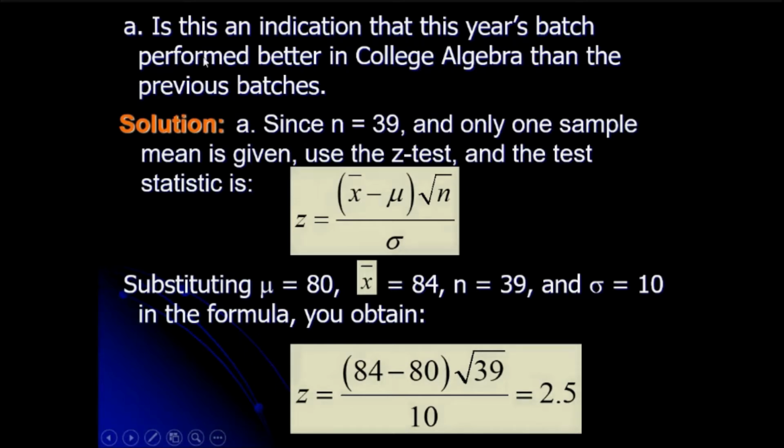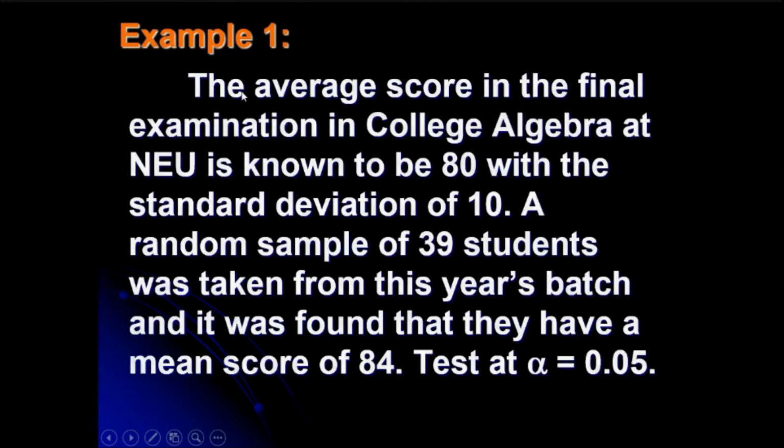So dito makikita natin kaagad, no? Balik tayo dun sa problem. Sa problem natin, we have this. Ang nakalagay dyan, at NEU, the average score is 80. Okay? 80 ang average score niya. And then the standard deviation is 10. And then the sample is 39, which is greater than 30. So anong test ang gagamitin natin? Z-test. Kasi greater than 30 siya, 39.